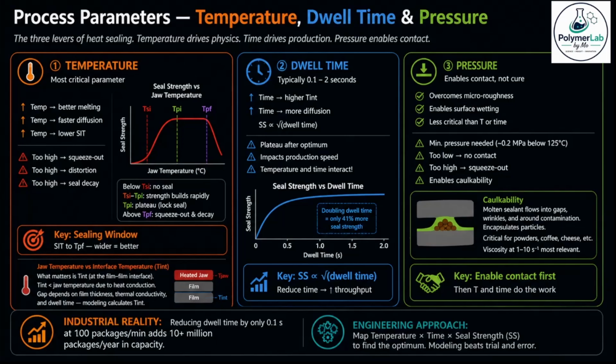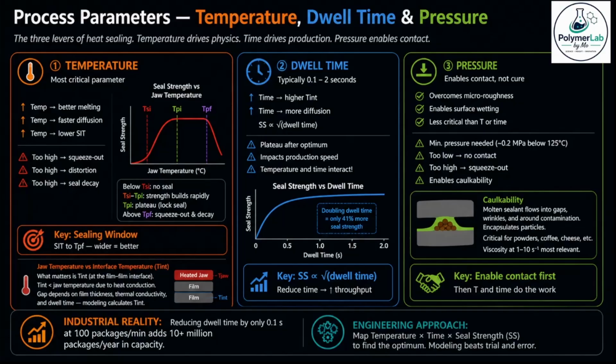One important practical point about temperature. We always talk about jaw temperature because that is what the machine controls. But what matters for sealing is the interface temperature, the temperature at the contact surface between the two films. The interface temperature is always lower than the jaw temperature because heat must conduct through the film. The gap between jaw temperature and interface temperature depends on film thickness, thermal conductivity, and dwell time.